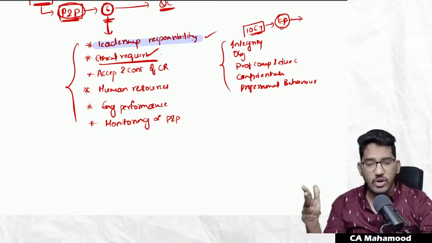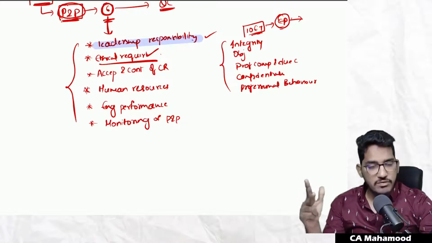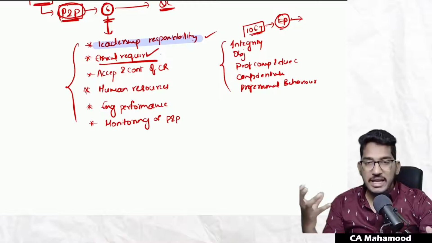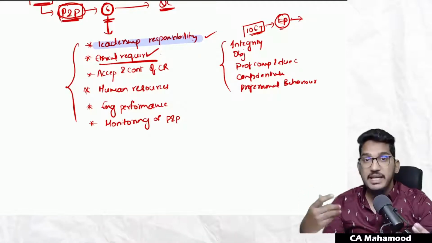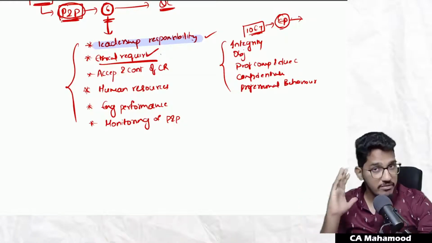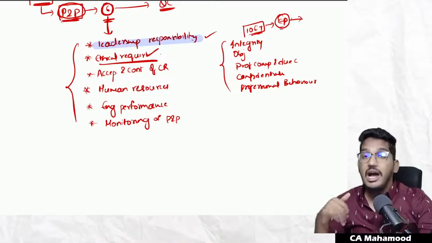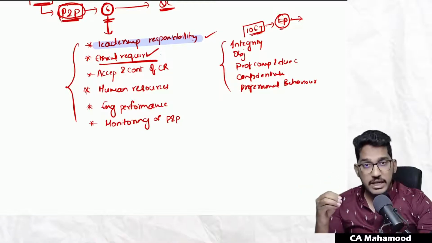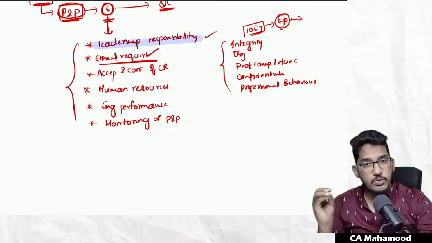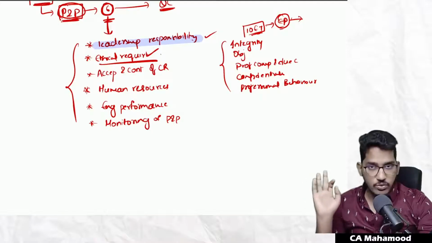Number 3, professional competence and due care. Sir, what is the meaning of professional competence and due care? All your engagement team members must be competent, must be capable. They should update their knowledge. They should have relevant knowledge for conducting the audit. And due care: each and every engagement team member should do the audit with utmost care.